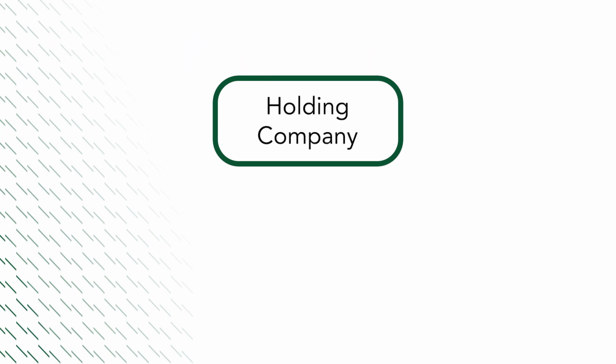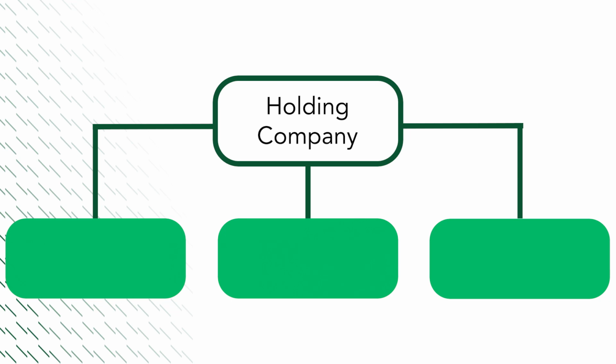Okay, so firstly, what is a group structure? A group structure, put simply, is a group of companies that are interconnected. So usually you have a holding company at the top, and then subsidiaries that are wholly owned, completely owned by the holding company.